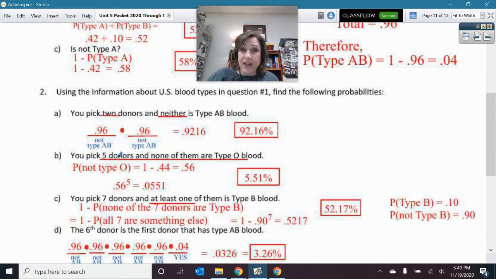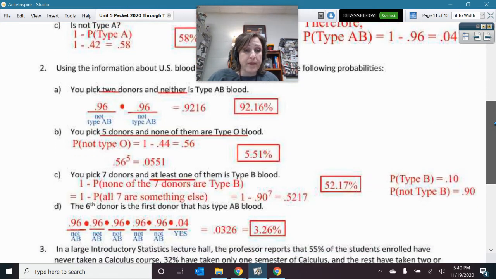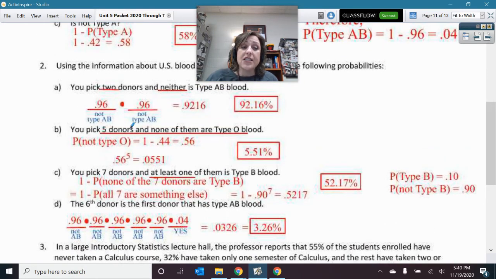You pick 5, and none of them are type O. So first, I figured out the probability, so all the portion that are not type O. So the complement to O is 56%. And so we want all 5 of these people to be that 56%. So that's 0.56 to the 5th power.